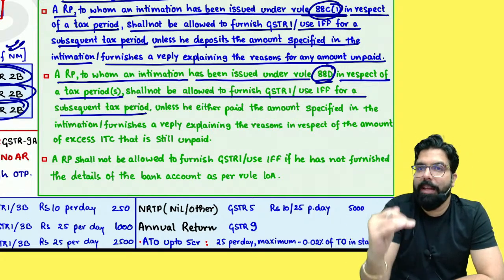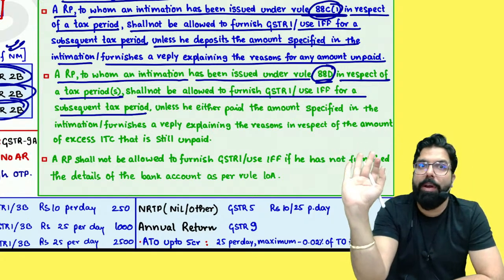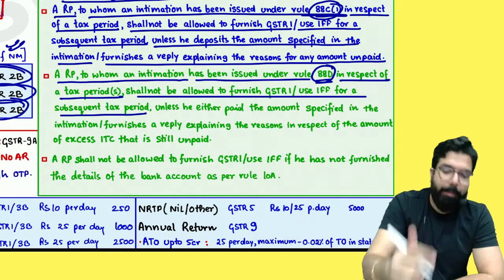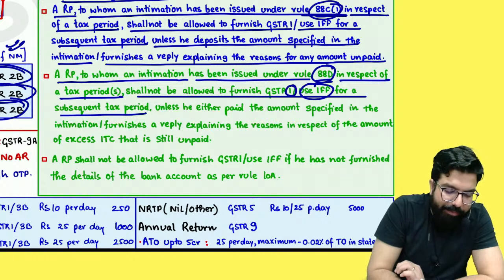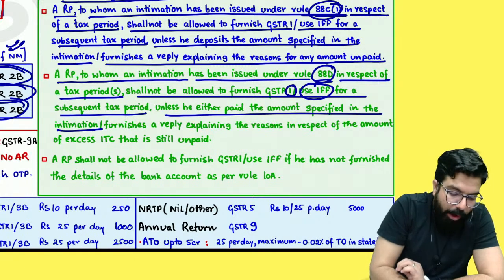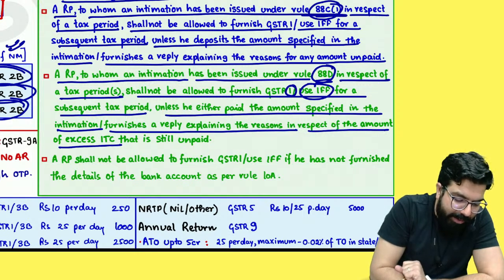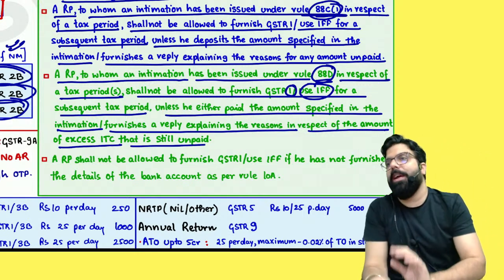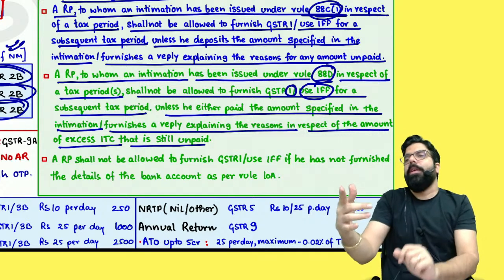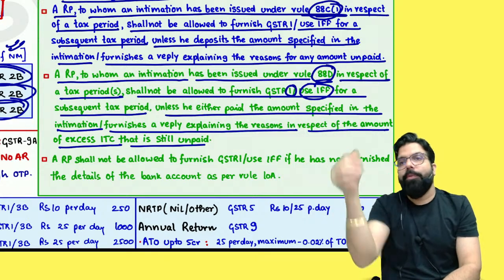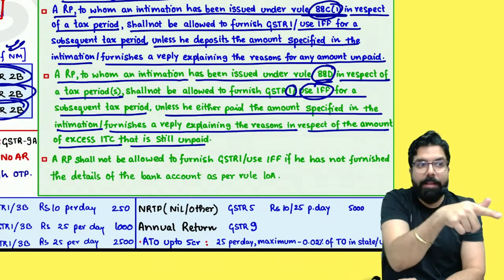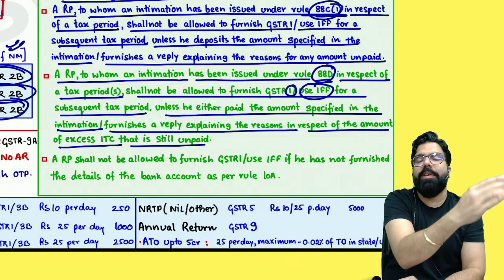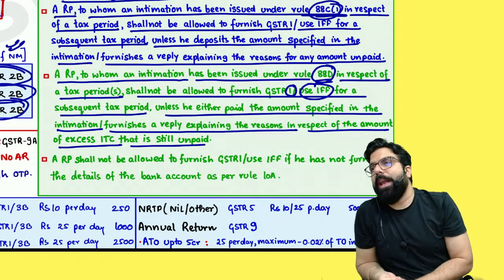So for this month, if you are given one intimation in rule number 88D, then for the subsequent period you will not be allowed to do GSTR 1 or IFF unless the amount is either paid or you give a reply explaining the reason in respect of the amount of excess ITC that is unpaid. Are we clear, everyone? Either you give a reply or you pay the differential. If you don't do that, what will happen? Next month's GSTR 1 or invoice furnishing facility will be blocked. Can I go ahead, everyone?